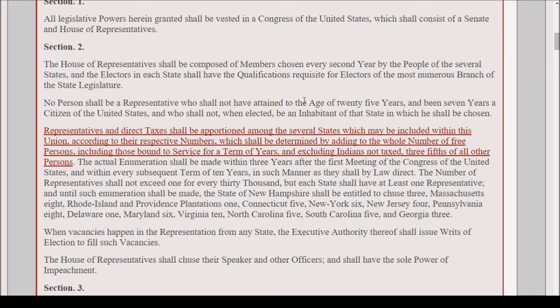Okay, so this is going over how the population of each state is being counted. You can see that free citizens as well as indentured servants will count as one person towards a state's population. It also mentions that Native Americans who are not taxed do not count towards the state's population, and all other persons count as 3/5 of a person. You can see that it does not once use the word slave.